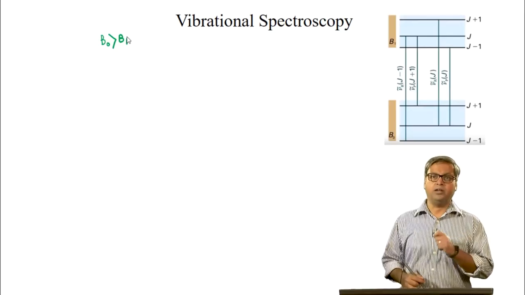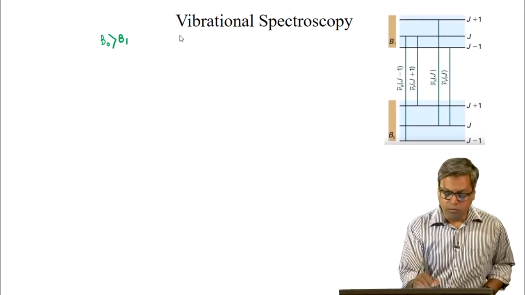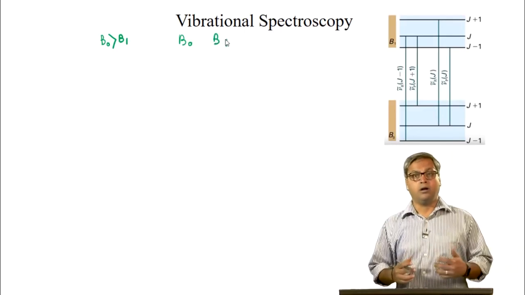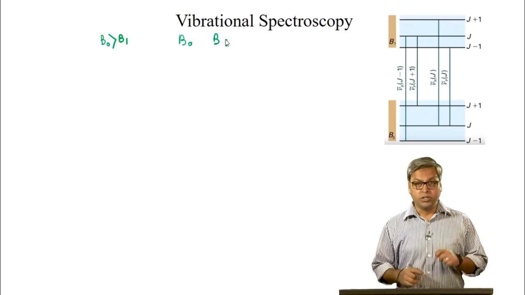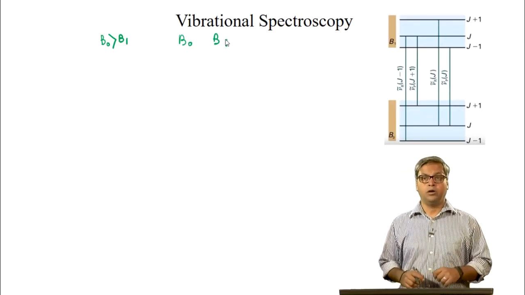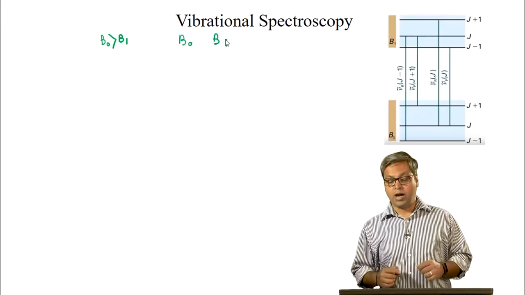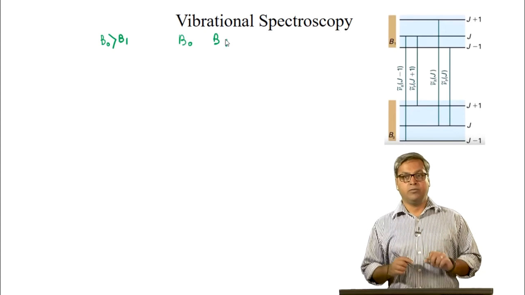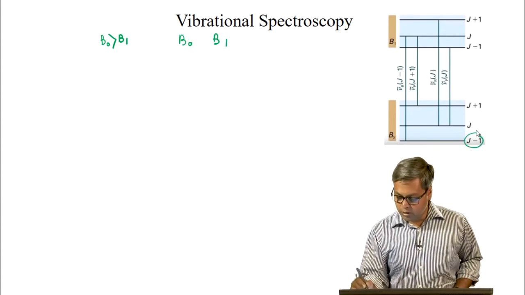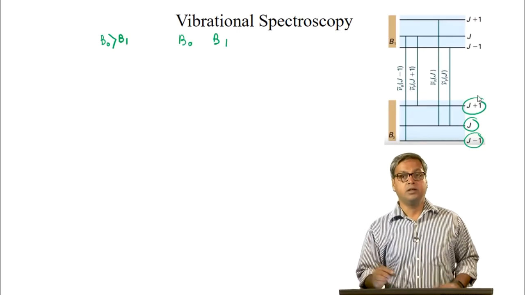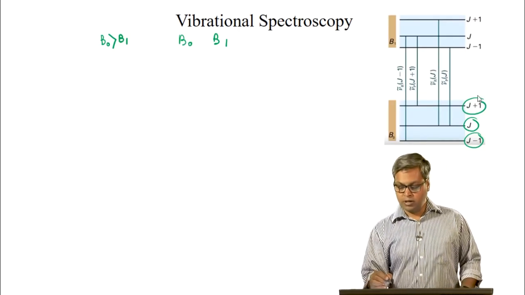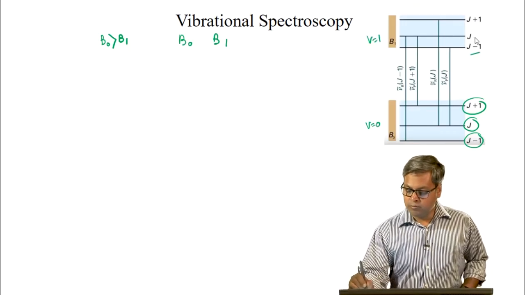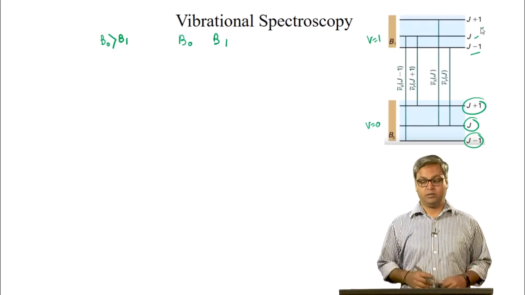So, can we find out what B 0 or B 1 are from the spectrum? To determine B 0 and B 1, we need to look closely at the Ro-vibrational spectrum. So, here we see the J minus 1, the J and the J plus 1 levels for the V equals 0 and the V equals 1 states.